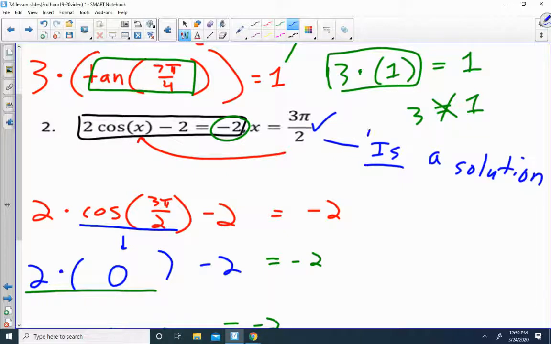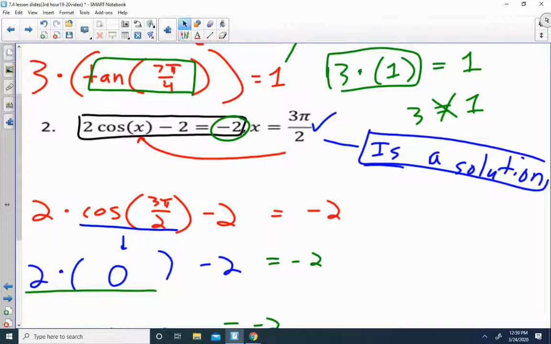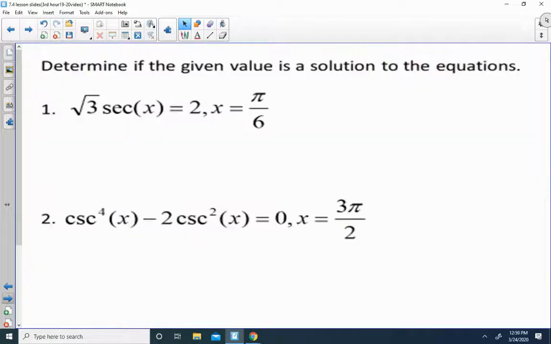Easy as that. For these examples, you're literally just plugging and chugging. If it works, you say, yes, it works. But if it doesn't, you say, no, it doesn't work. It's easy as that. You literally plug and chug. Let's do a couple more.